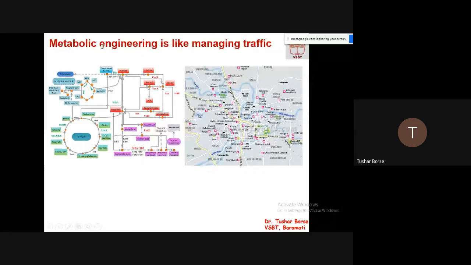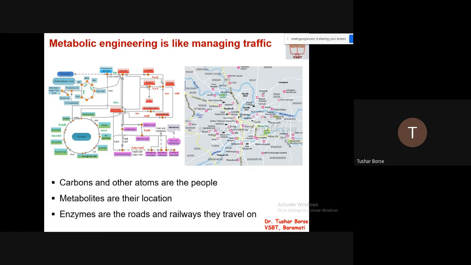Now this metabolic engineering is like managing the traffic. So I think both these images you can compare with each other. Although I have not shown the whole complexity of the metabolic pathways, this itself shows you the complexity, and it can be compared with the traffic we have on the roads. The only difference is that the carbons and the other atoms are the people here, metabolites are the locations, and enzymes are the roads and railways that they travel upon.